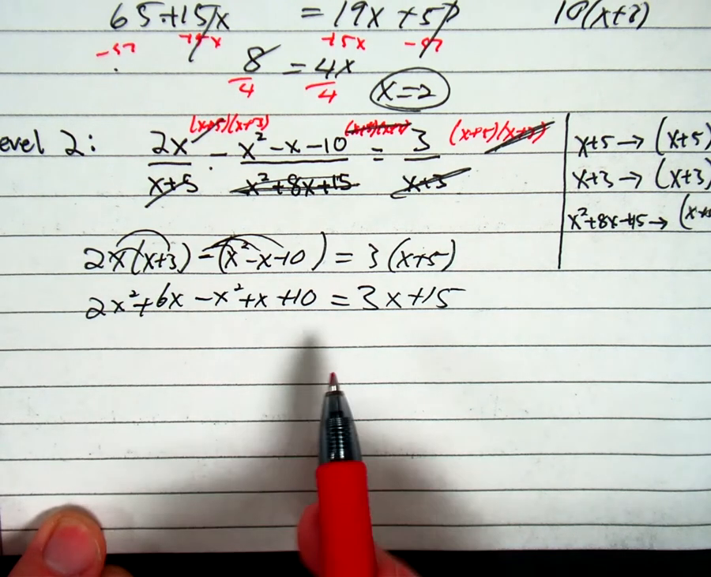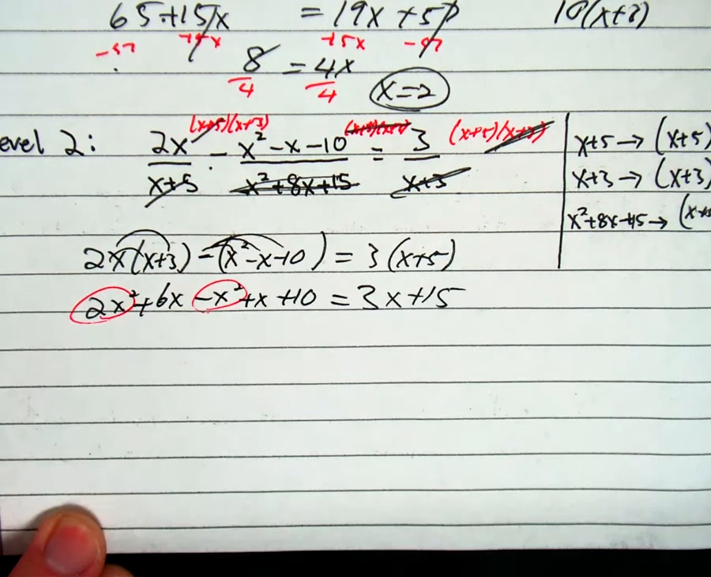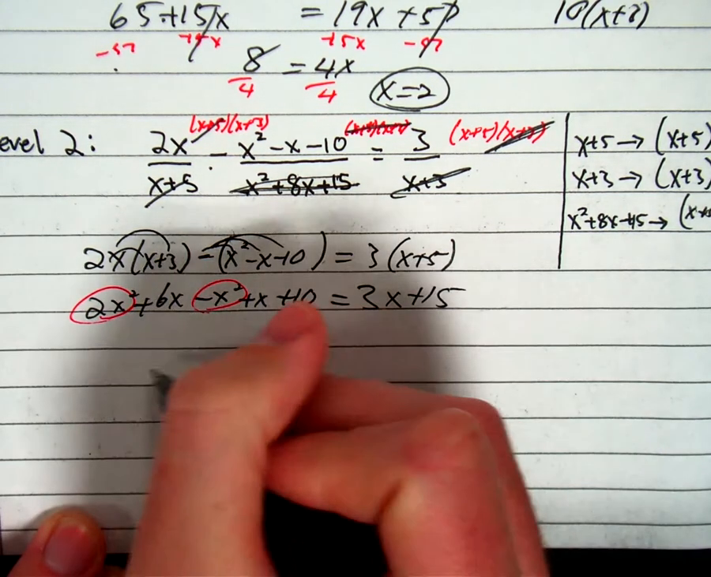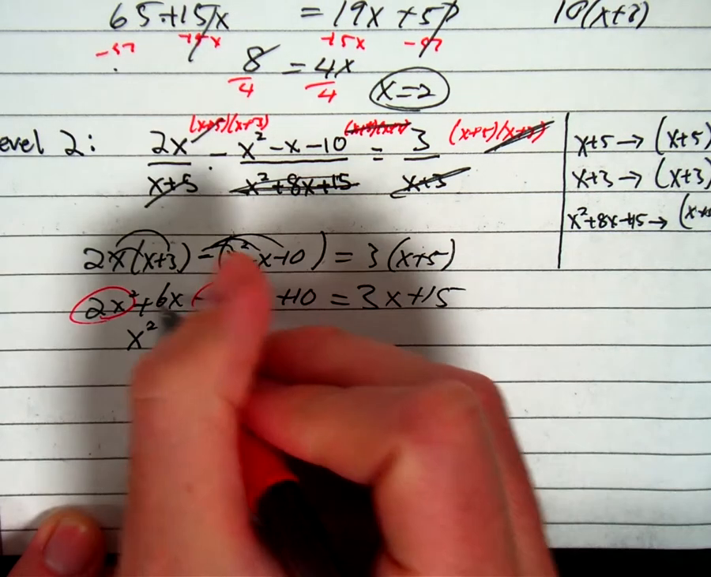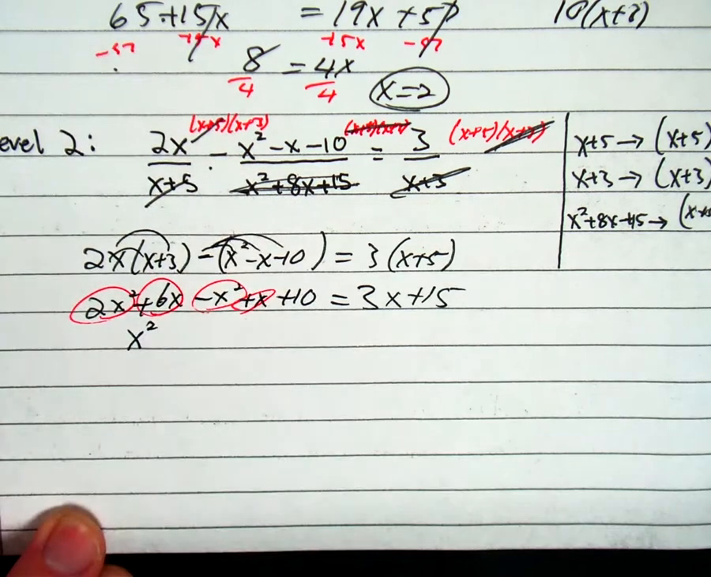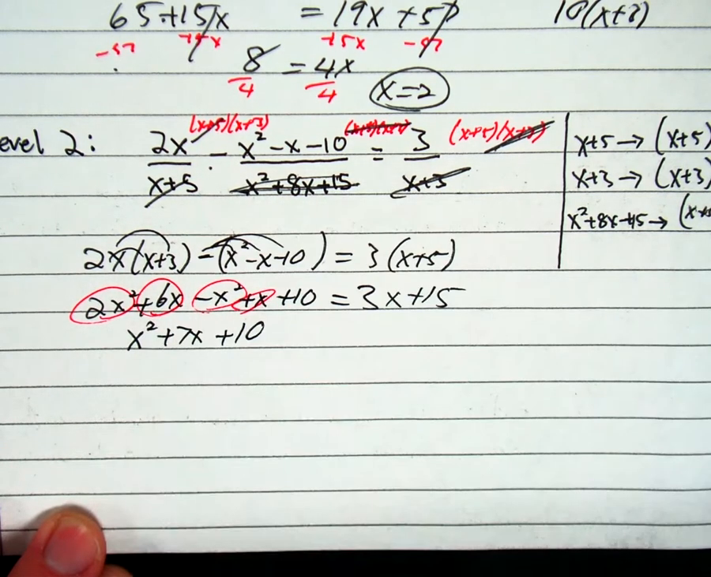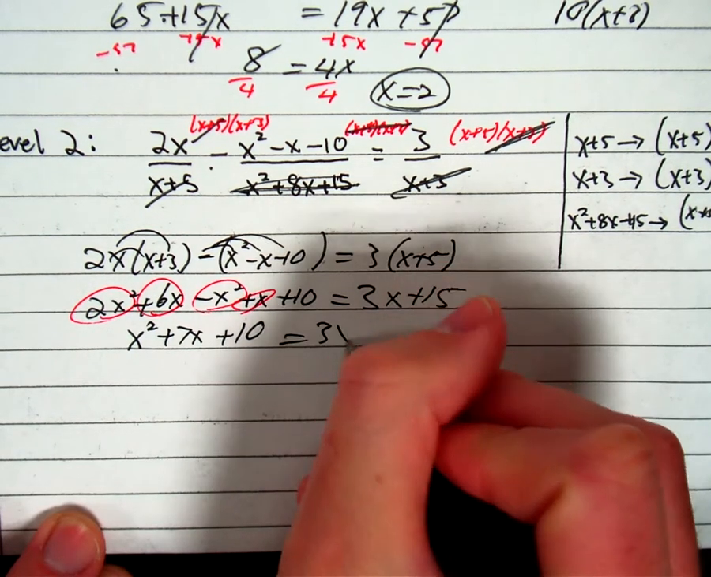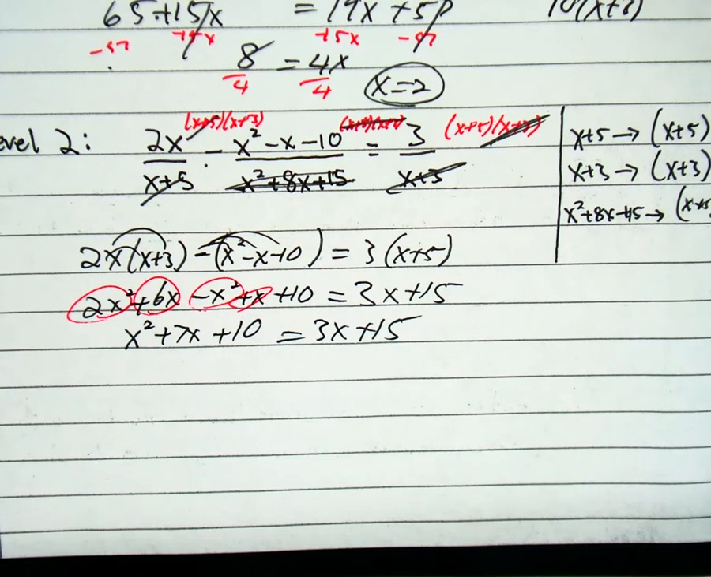Now let's see what we can combine over here. We got a 2x squared and a minus x squared. That's going to be a 1x squared. We got a 6x and a 1x. That's going to be a plus 7x. And then the plus 10. Okay, so we got x squared plus 7x plus 10 equals 3x plus 15.